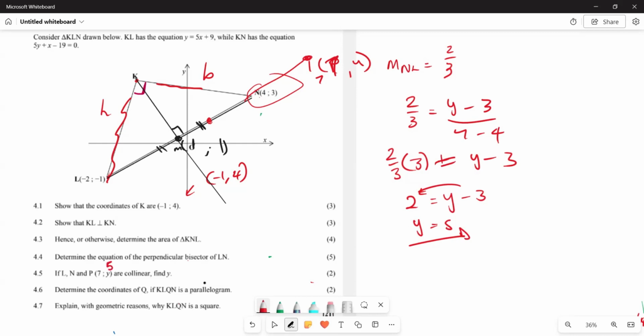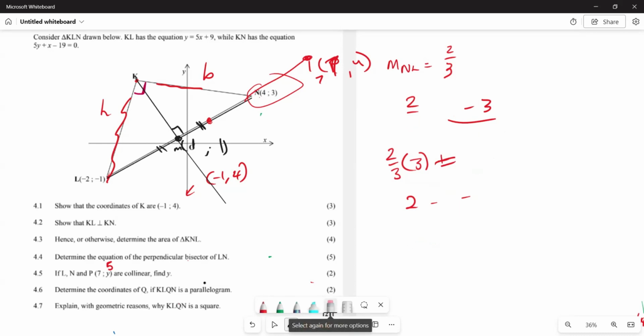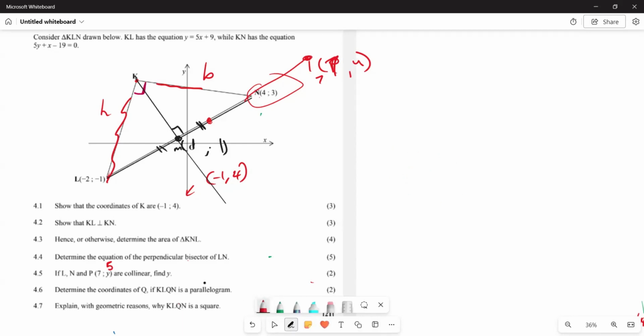Hopefully now this makes sense to you. Let's move swiftly along to the next question. Now, in the next question, they want us to determine the coordinates of Q if KLQN is a parallelogram, right? Let's say you are dragging this shape here. Now, they want this to be your parallelogram.